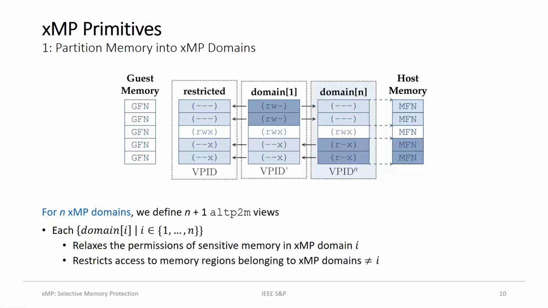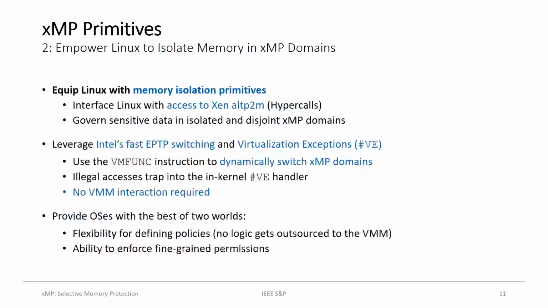In the example on the slide, we enter the xMP domain n, which grants read-execute permissions on the lowest two guest frame numbers, or short GFNs. At the same time, we propagate execute-only permissions to the same GFNs in the remaining views. This means that only if we enter the domain n, we will be able to access these GFNs with read-execute permissions.